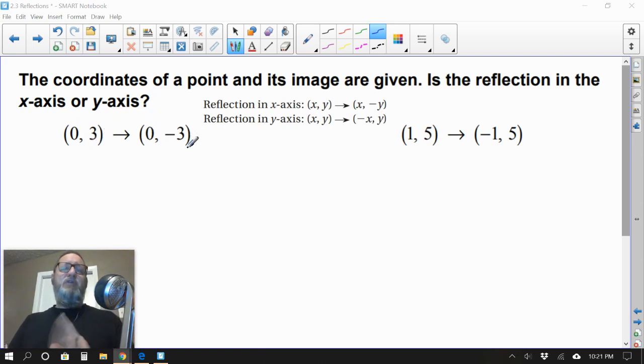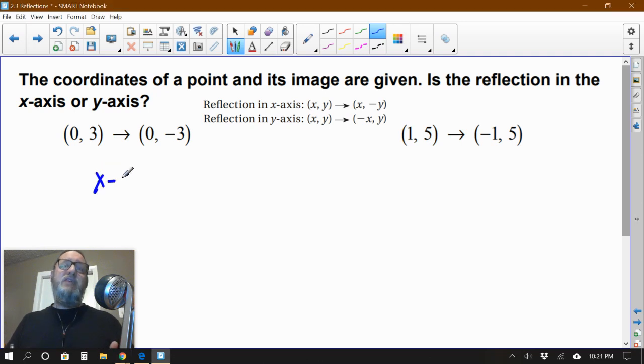3 became -3. So the y changed. You remember the rule in the last slide? If the y changes, that means we must have reflected across the x-axis. Here, I'll show you right up here. Reflecting across the x-axis, let's see if I'm right. (x, y) becomes (x, -y).